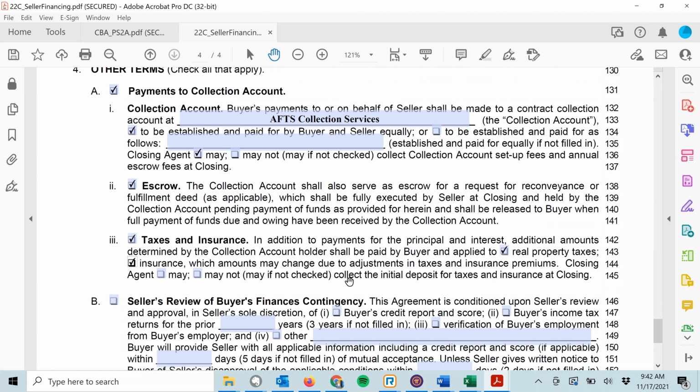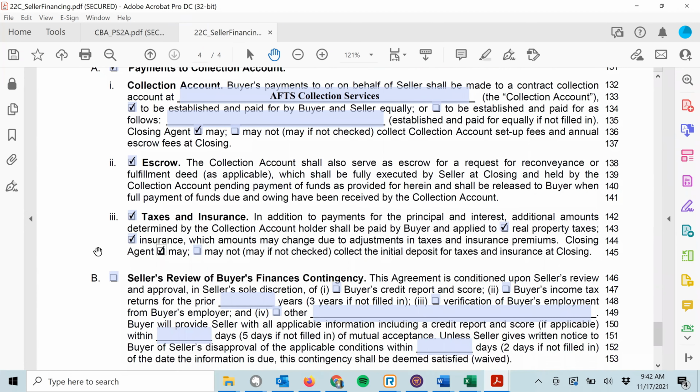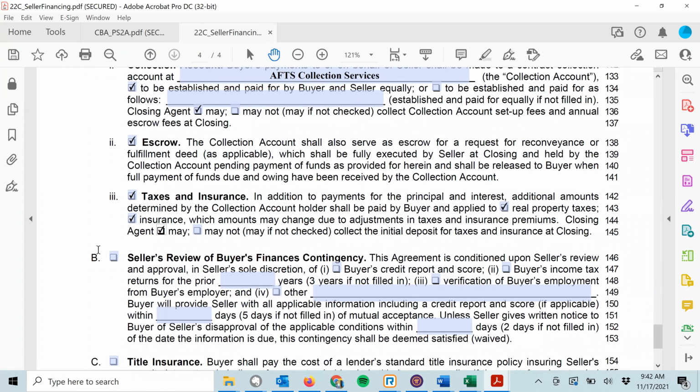Closing agent may or may not collect the initial deposit for taxes, right? So you always want to say may if you're going to have them do that. And that's a kind of complicated calculation, but the way you want to think about it is, if we're closing in January, the first half taxes are due in April. Well, if I pay 1/12 of the taxes with each of my monthly payments, then by April, I'm only going to have 4/12, right? Or 3/12, because I had February, March, and April's payments. So 3/12. That's not enough to pay the taxes, right?